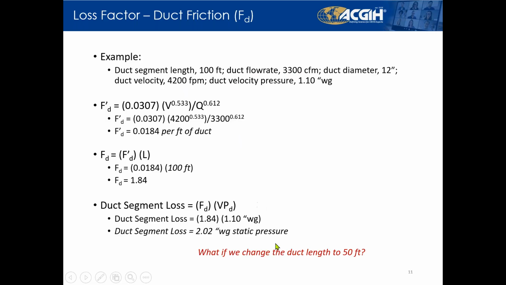Now, what if we change the duct length to 50 feet? If we change the duct length to 50 feet, our F prime sub D remains unchanged, but our F sub D calculation changes to our length of being 50 feet instead of 100 feet. So F sub D becomes 0.92, and then our duct segment loss becomes 1.01 inches of water gauge.